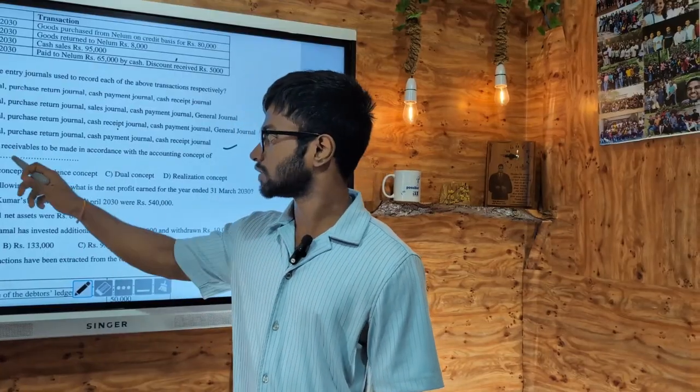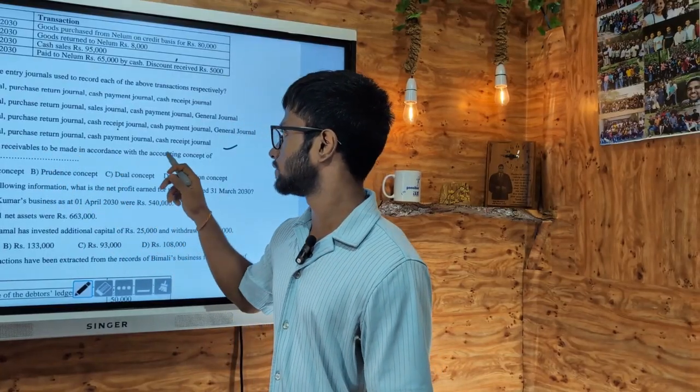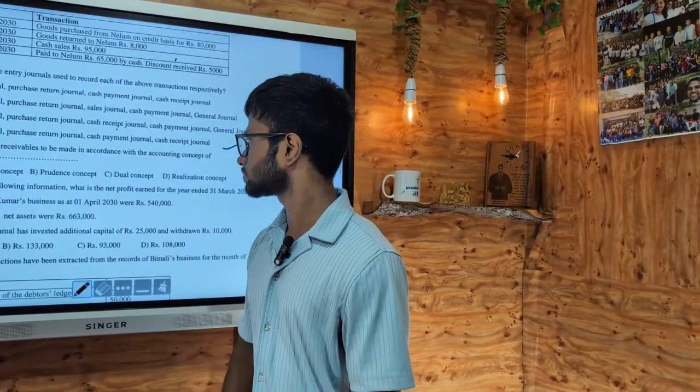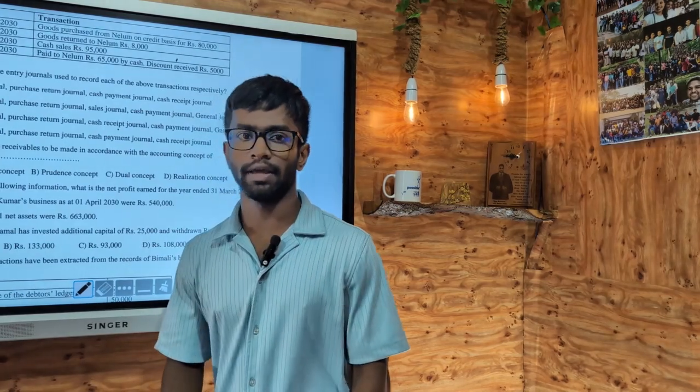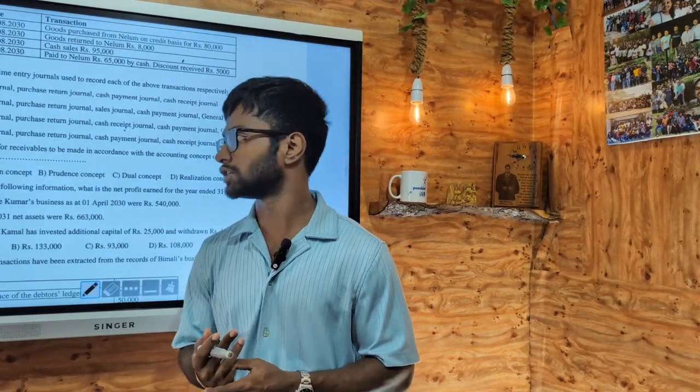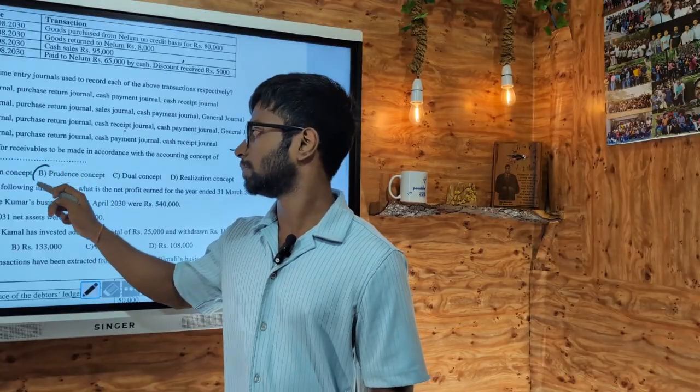Next we have allowances for receivables to be made in accordance with what accounting concept. So keep in mind all allowances, or we call them provisions, are made on your prudence concept. We learned a few concepts when we were doing the second lesson. In the prudence concept, we can't understate or overstate values, we have to record true values simply.